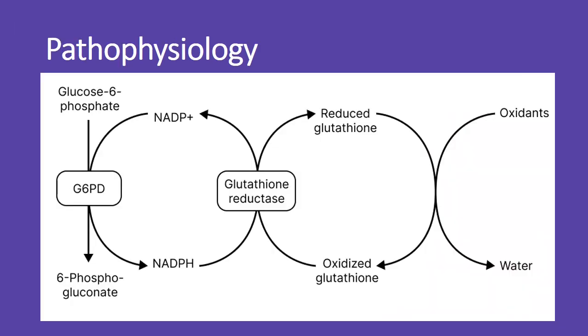NADPH is produced by the G6PD enzyme. Its job is to convert oxidized glutathione into reduced glutathione. Why is this important? Because reduced glutathione is like a superhero that fights off free radicals and oxidants, protecting our cells from oxidative stress. So, without enough NADPH, our cells can't get enough reduced glutathione, making them vulnerable to damage. In short, NADPH, produced by the G6PD enzyme, is essential for keeping our cells safe from oxidative stress by ensuring a steady supply of reduced glutathione.